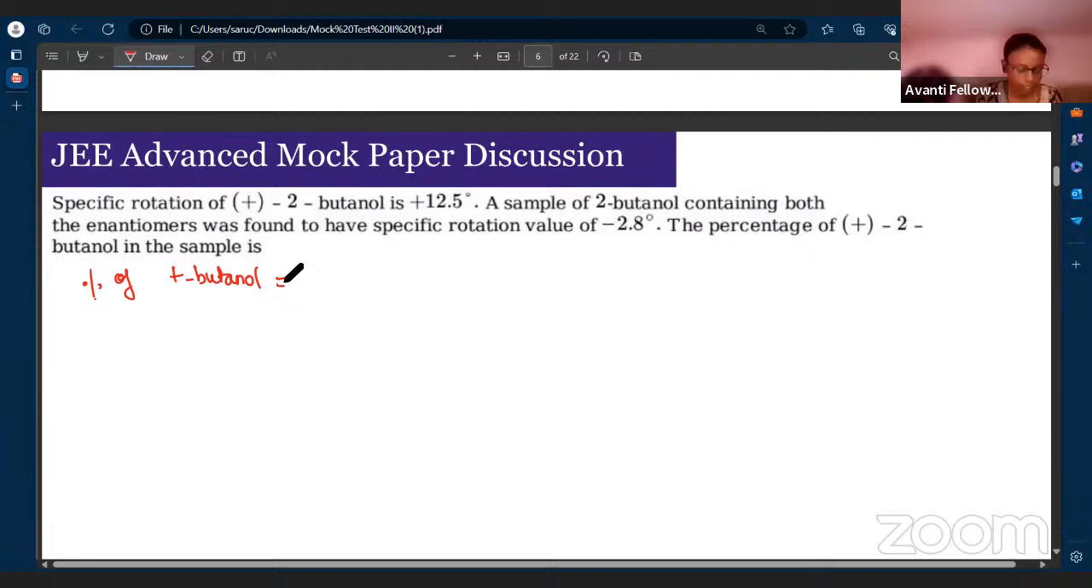Okay, so how will you calculate the percentage of plus butanol? For this, first you have to calculate the optical purity, that is the pure optical component.